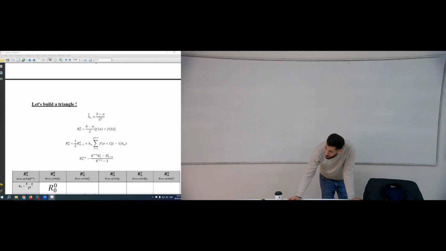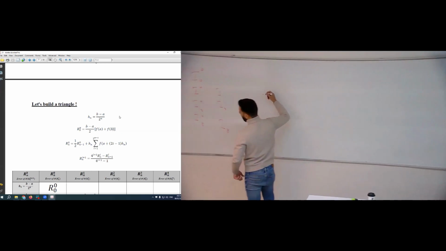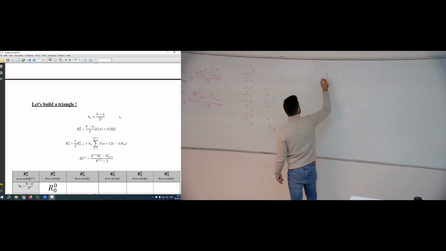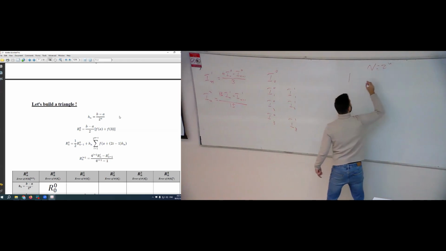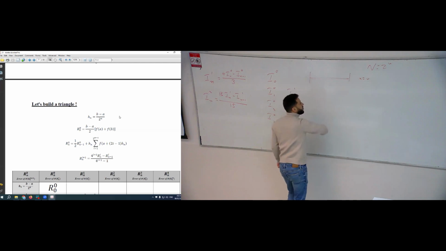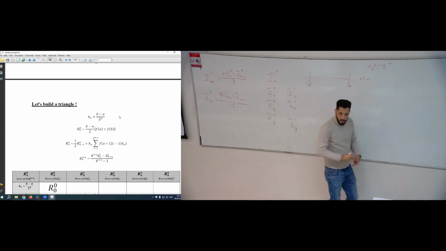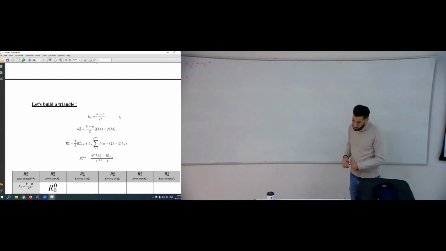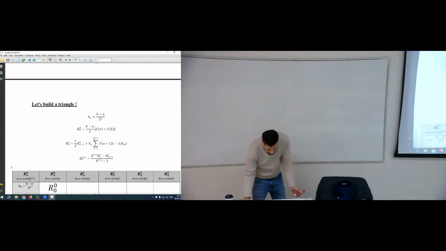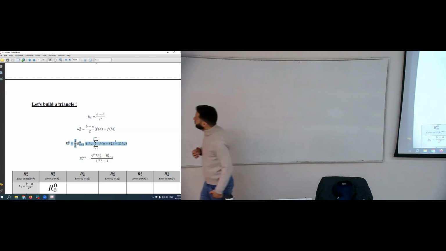So now we can build a triangle. Remember, h_n is (b minus a) over 2 to the n. I can build the first evaluation using the trapezoidal rule with n equals 0. So N equals 2 to the n. And when n equals 0, the trapezoidal rule uses only a and b. So it is (b minus a) over 2, times f of a plus f of b. And then the recursive way of the trapezoidal rule is this.